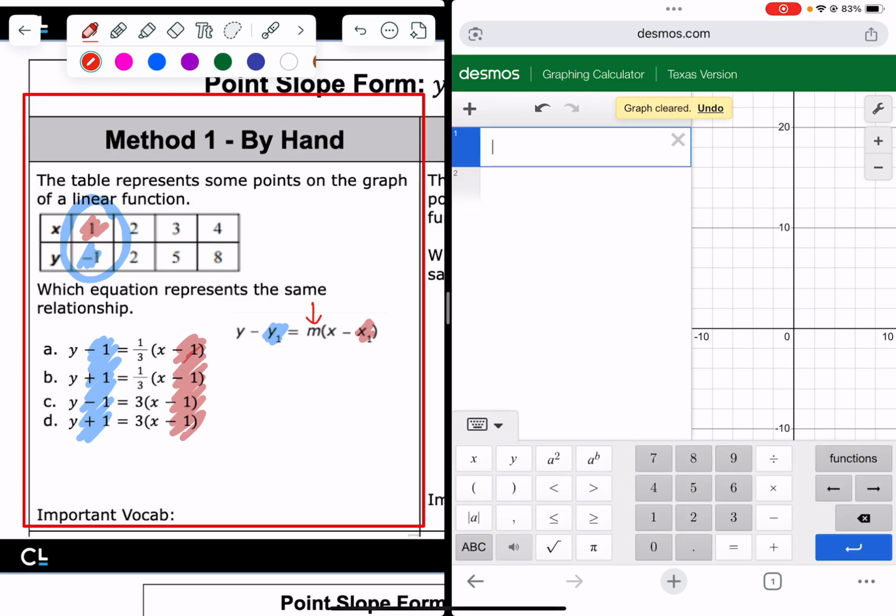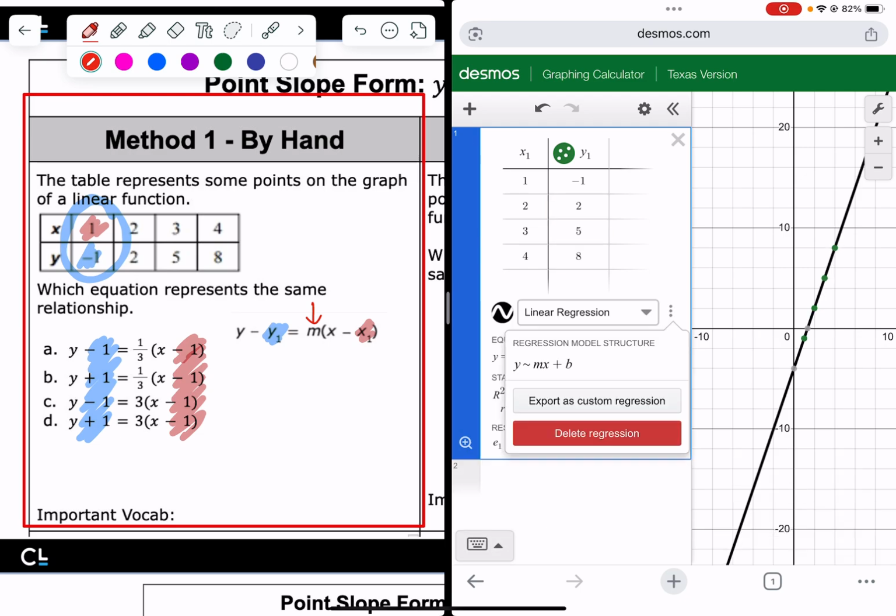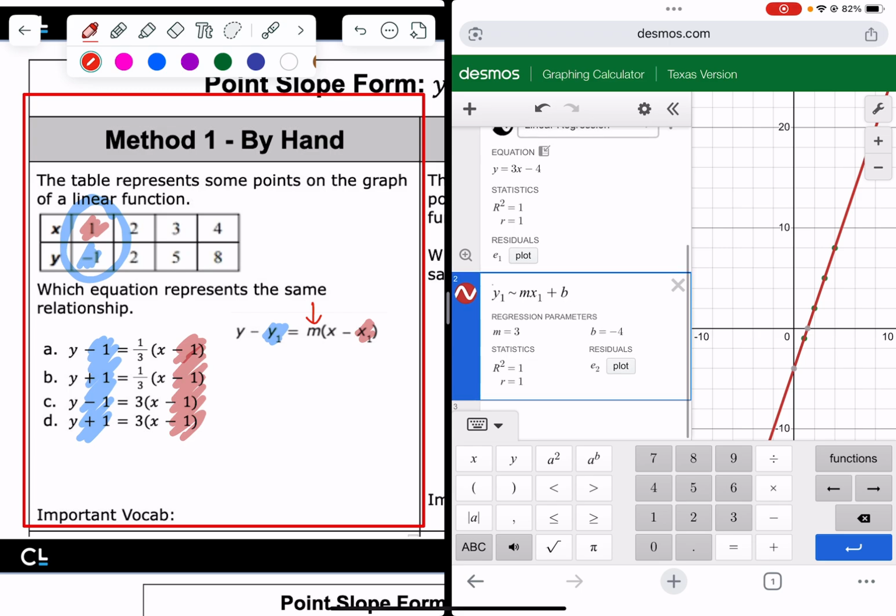So what I'm going to do is put the table in Desmos. Table 1, enter 2, enter 3, enter 4, and then -1, 2, 5, 8, and then we're going to do this, export, and my m equals 3. If I know my m equals 3, then I know that the only choices I have are C or D.